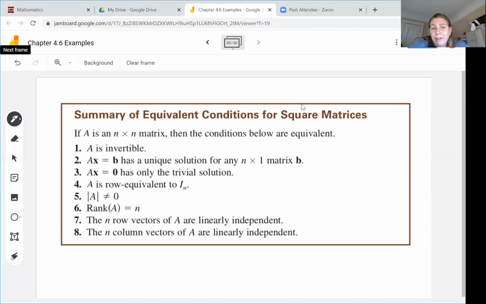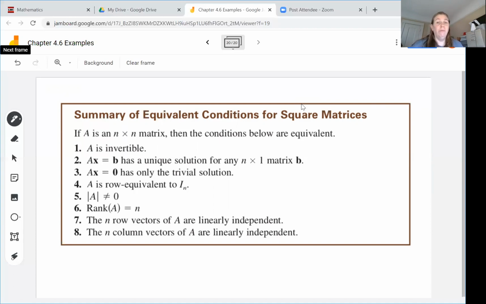A is row equivalent to the identity matrix of n dimensions. The determinant of A is non-zero. We know that is equivalent to A being invertible. The rank of A is going to be n. That makes sense because it's row equivalent to the identity matrix in n dimensions, and the rank corresponds with the pivot columns, and so those are going to correspond with the identity matrix dimension. The n row vectors of A are linearly independent, and the n column vectors of A are linearly independent.